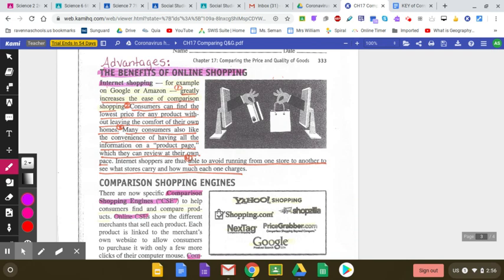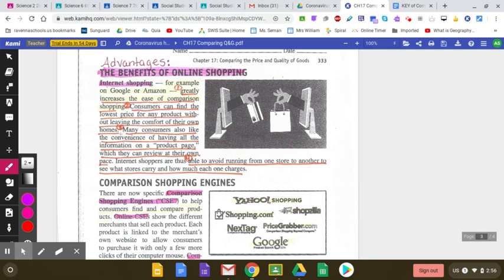Advantages. This is going to be a question on some of your homework. And the benefits of online shopping, that would be your advantages. Internet shopping, for example, on Google or Amazon. One of the advantages: one, it greatly increases the ease of comparison shopping. Two, consumers can find the lowest price for any product without leaving the comfort of their own home.